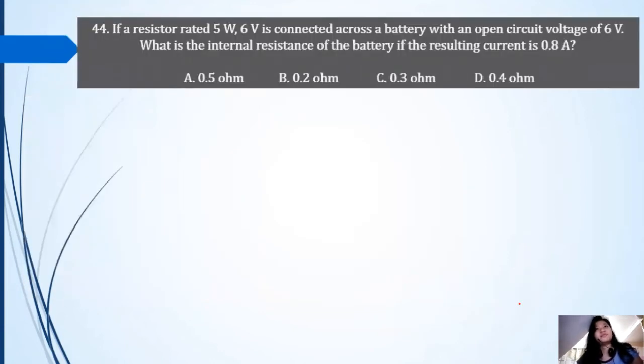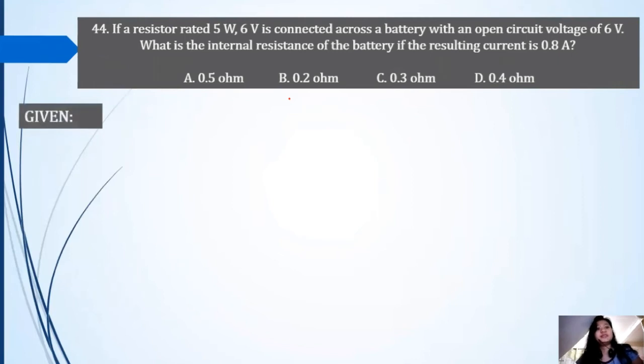And next, we will be moving to number 44. The problem is: if a resistor rated 5 watts, 6 volts is connected across a battery with an open circuit voltage of 6 volts, what is the internal resistance of the battery if the resulting current is 0.8 amperes? The choices are A, 0.5 ohms; B, 0.2 ohms; C, 0.3 ohms; and D, 0.4 ohms.